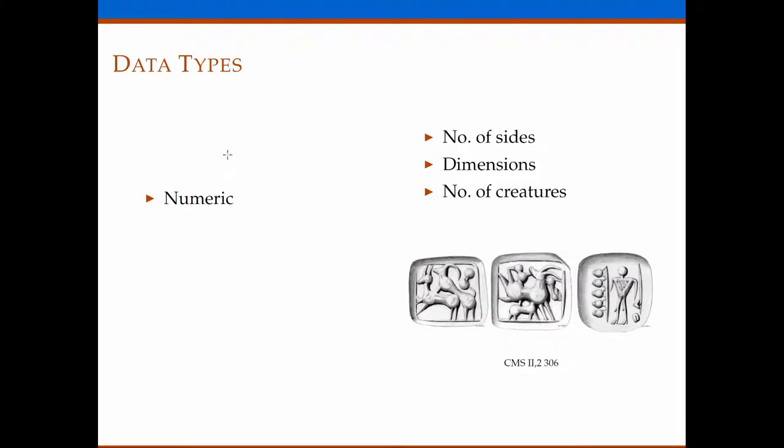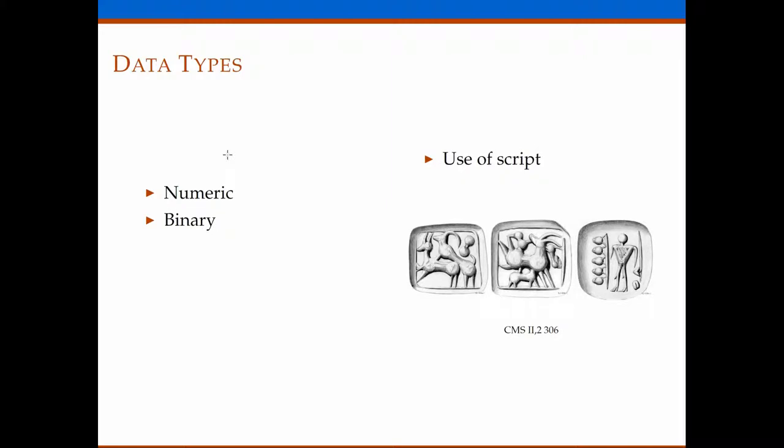And this is the interesting part, the data types I am dealing with. So I have numeric data, which is, for example, the number of sites, the dimensions of the seal, and also the number of creatures represented on the seals. I also have some binary data. So I have a column that states whether script is used on the seal or not.